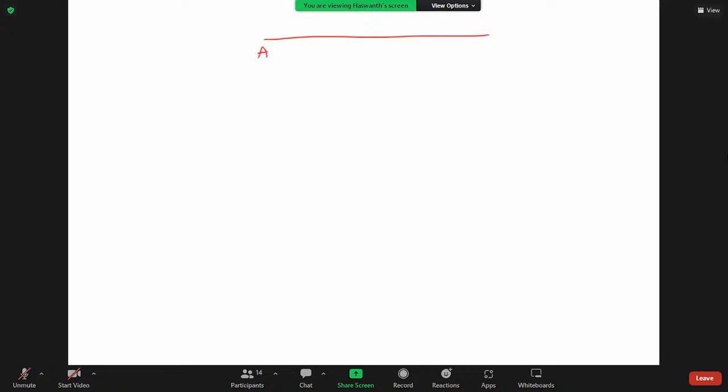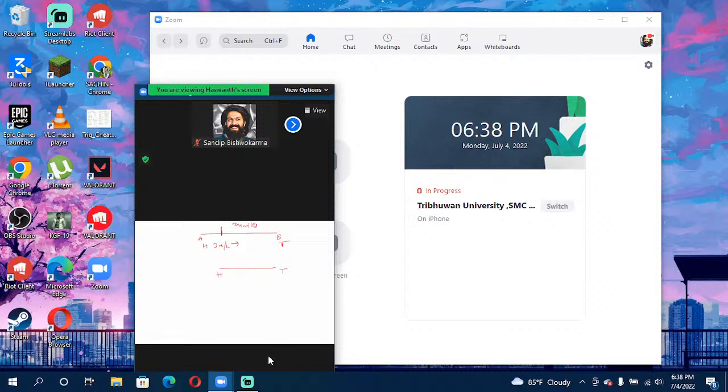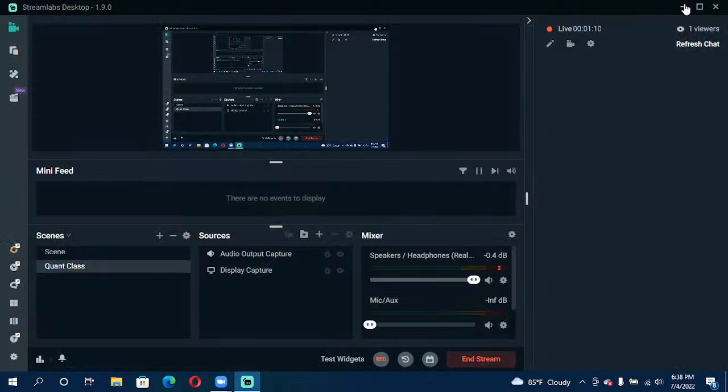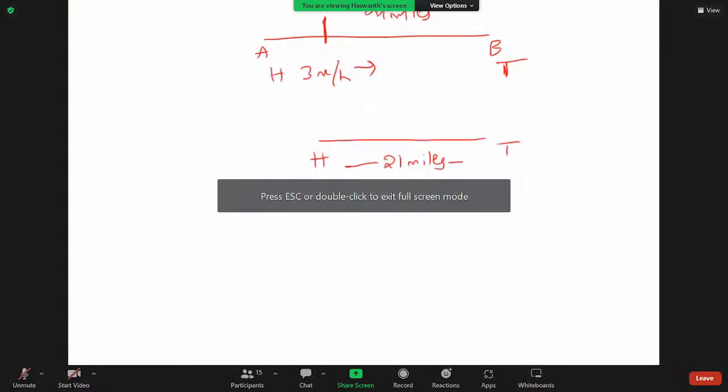So A and B are 24 miles apart. First, for 1 hour, Tom is staying here itself. Harry is walking at a speed of 3 miles per hour. So in 1 hour, 3 miles per hour means in 1 hour he will travel 3 miles. So out of 24 miles, if he has already traveled 3 miles, now the distance between Harry and Tom would be 21 miles. Now the distance is 21 miles.